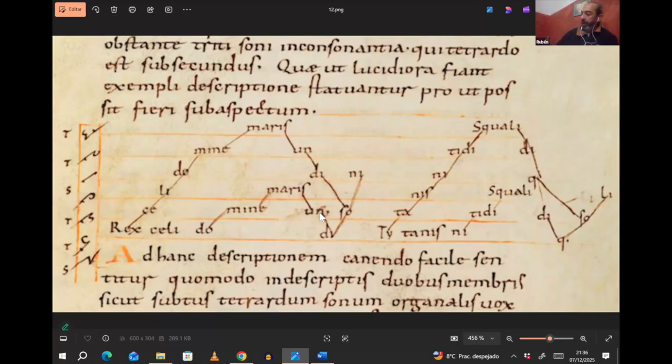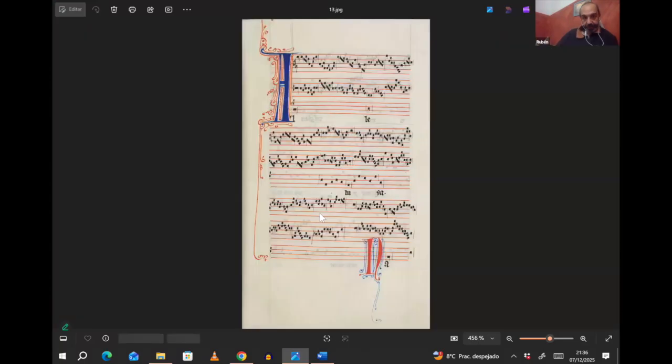Of course, if this model started to work for two voices, there was no reason for them not to try to apply the same system with 3 and 4 voices, which they eventually did, as we can see in this manuscript, which is for 3 voices.